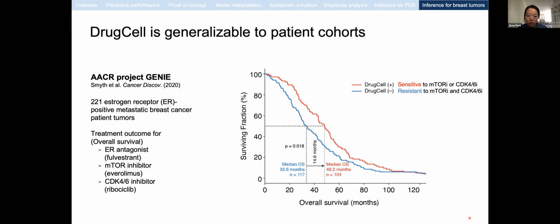Using the pre-trained DrugCell model, we predicted sensitivity of breast cancer patients to either mTOR inhibitor or CDK4/6 inhibitor, and stratified the patients into sensitive, DrugCell positive, and resistant, DrugCell negative groups, again using the median predicted AUC as a threshold. We then compared the distribution of the overall survival rates of the sensitive and resistant patient populations that DrugCell predicted. As you can see in the plot, the predicted sensitive patient group has statistically significant longer survival than the resistant group.